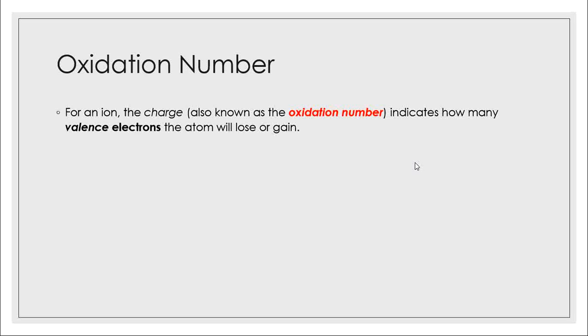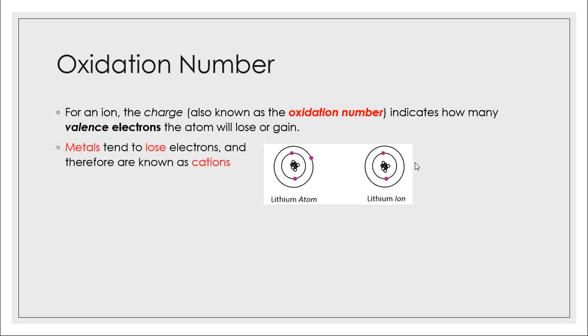Remember that a valence electron means the outermost electrons, and those are the ones that will be lost, or an atom will be gaining those valence electrons. So the metals tend to lose electrons because metals have a low number of valence electrons. And that's why metals are known as the cations. So if you take a look at the picture here, the lithium atom has 1 valence electron, but when it becomes an ion, that 1 electron goes away, and you'll notice that it doesn't have that 1 valence electron anymore. But now how many does it have?